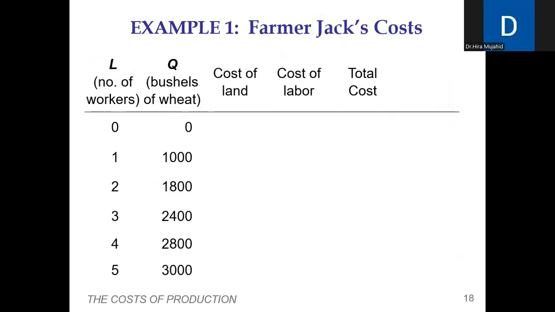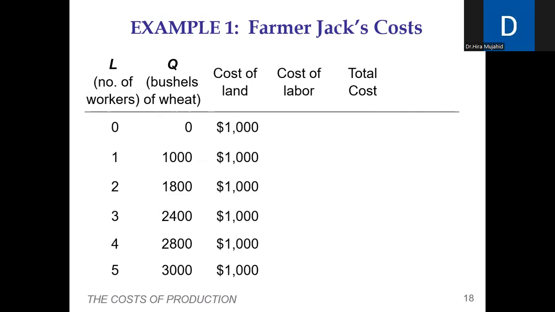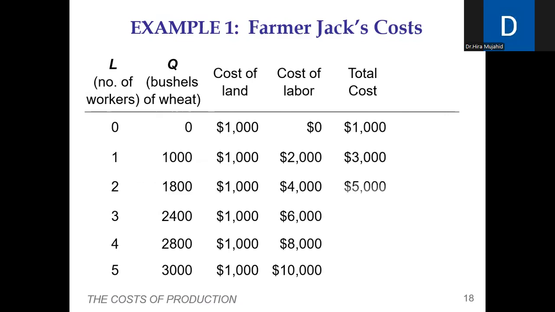calculating your total cost. So let's assume he increased the number of workers from 0 to 5. Every worker will charge 2,000, so the number of workers will be multiplied by the wage rate, which is 2,000: 1 multiplied by 2,000, 2 multiplied by 2,000, 3 multiplied by 2,000, 4 multiplied by 2,000, 5 multiplied by 2,000. So you can get the cost of labor. And the cost of land will remain constant no matter whether you are producing or not producing; you have to pay the rent.